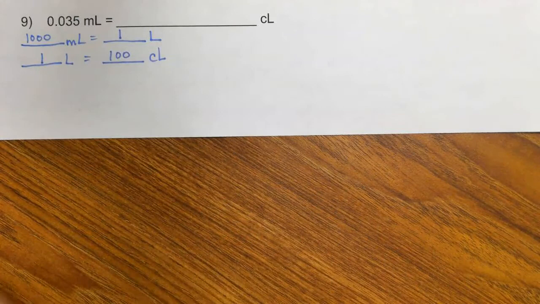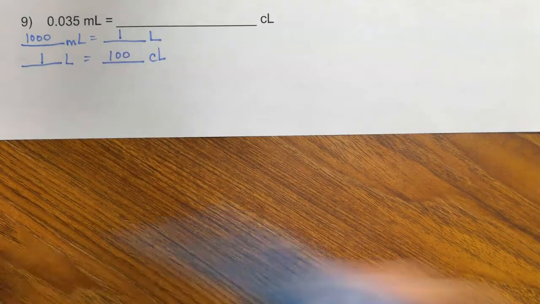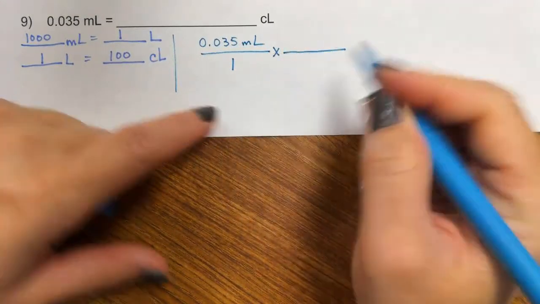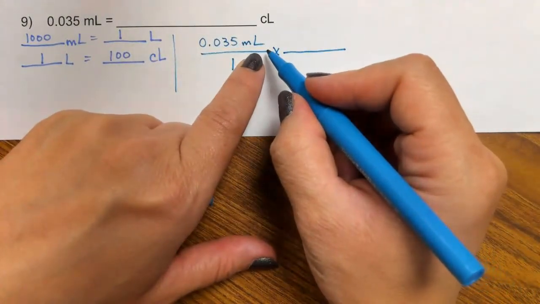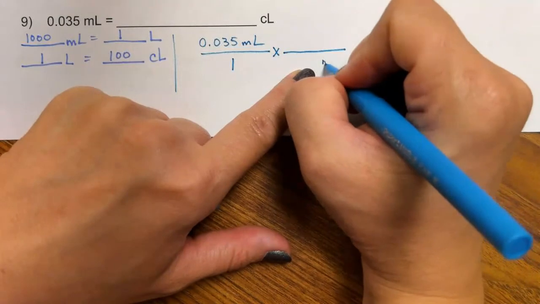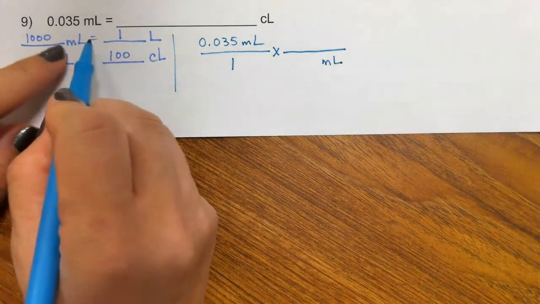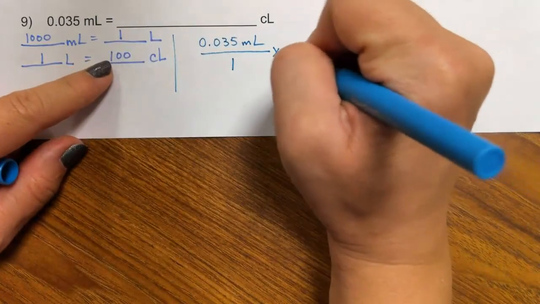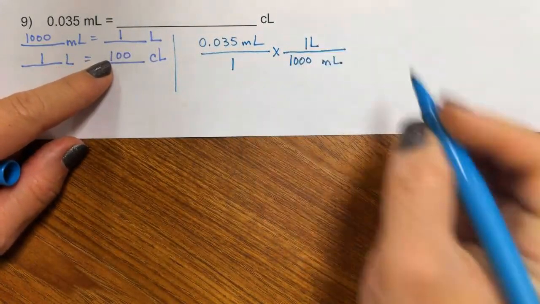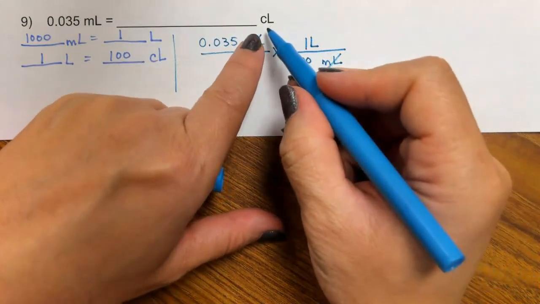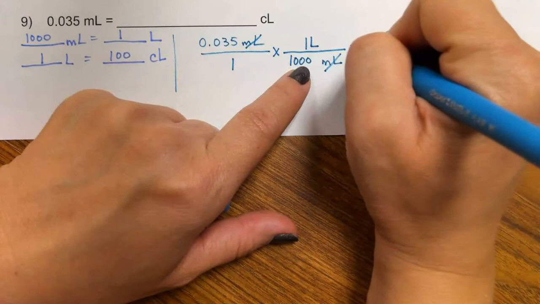So now, let's put our 0.035 milliliters over 1 times, draw a line. I want milliliters to cancel, so it's going to go to the bottom of this step. And now I can use this conversion factor. 1,000 milliliters equals 1 liter. Milliliters cancel. I'm at liters now, but I want centiliter, so I have to go one more step.